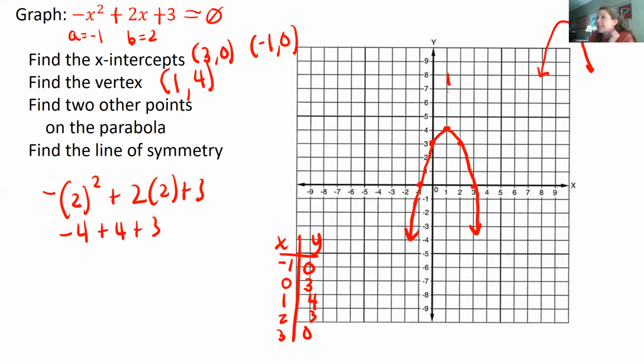And then we're going to take our vertex and we would think, okay, if we folded it right there and laid it together, we'd have the same picture on both sides. And so what is this equation of this vertical line right here? Well, it's x equals 1. And it's always the x value of the vertex. That's the whole answer.